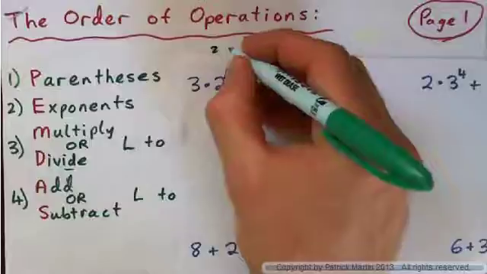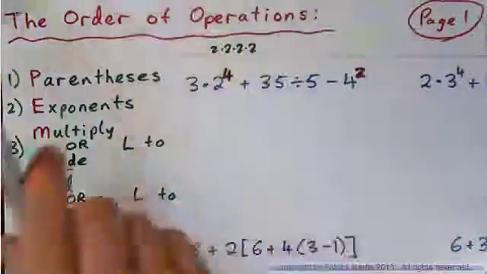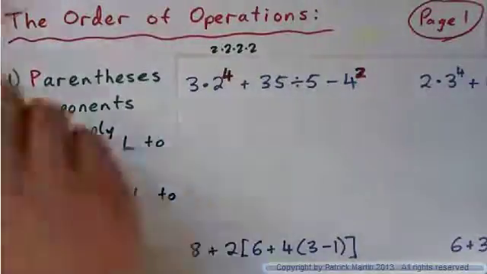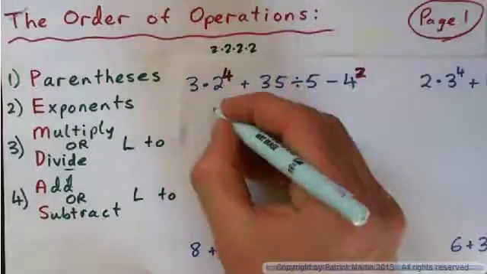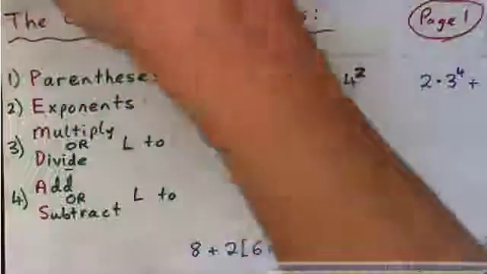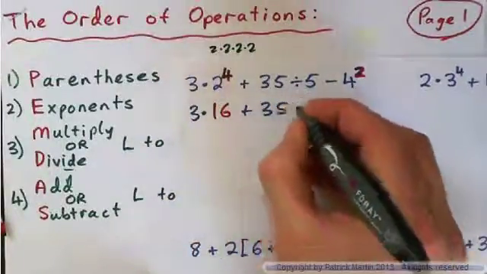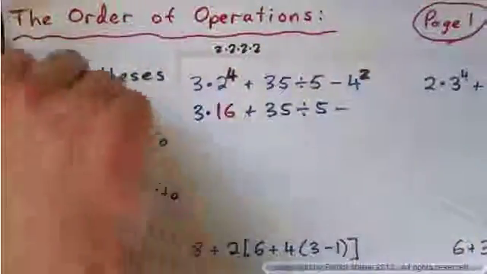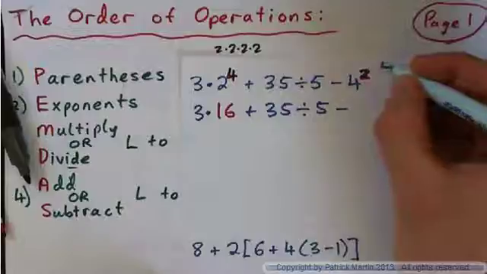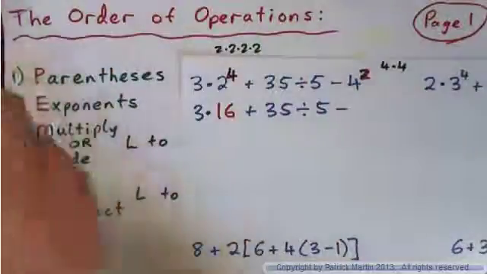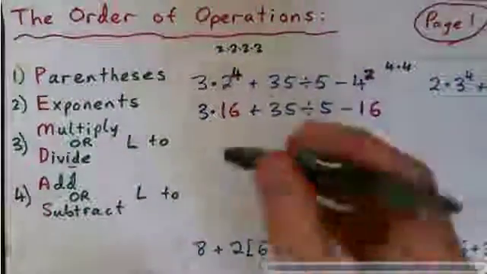That's 2 times itself 4 times, right? What does that give? 2 to the power of 4? 16, isn't it? So now we have 3 times 16 plus 35 divided by 5 minus, and what's 4 squared? 4 squared is 4 times 4, isn't it? Which is 16.